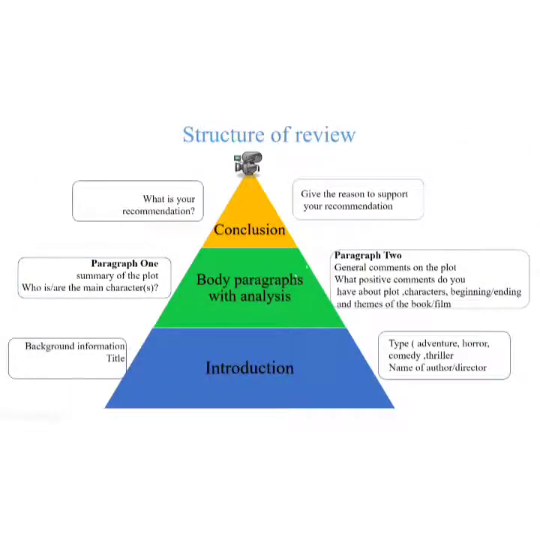Well, if you see the structure of a review presented here, this graph, it consists of 3 main parts. You see that it is the introduction. And what can be included in the introduction? Here you give background information, so you should tell about the title, of course, how it is called. You should tell about the type of book or film. Is it adventure? Is it horror, comedy? We'll be talking about that as well. And the name of the author if it is a book, or the director if it's a film. Usually in the introduction it will be enough to write 2-3 sentences, no more.